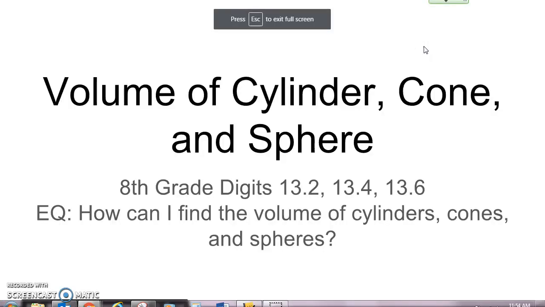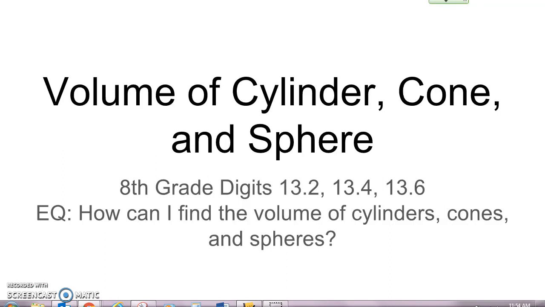Alright, today we're going to start our next little quick unit. This is going to be a short unit, adding in just a couple more shapes and learning how to find the volume and surface area of them. And these go with the 8th grade standards for volume and surface area.